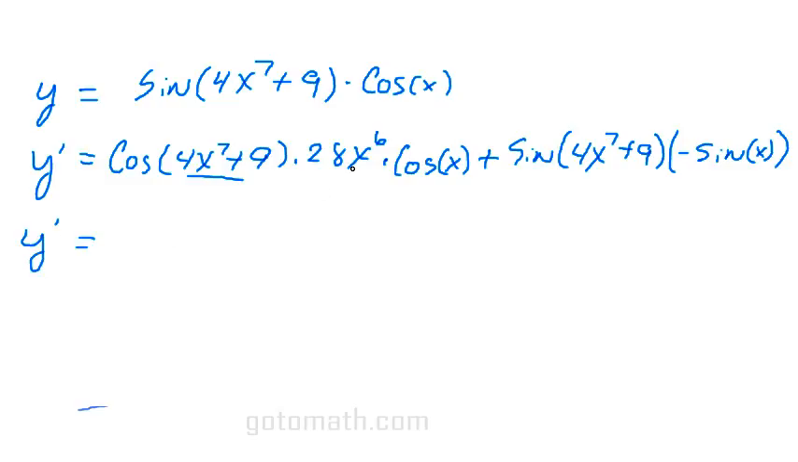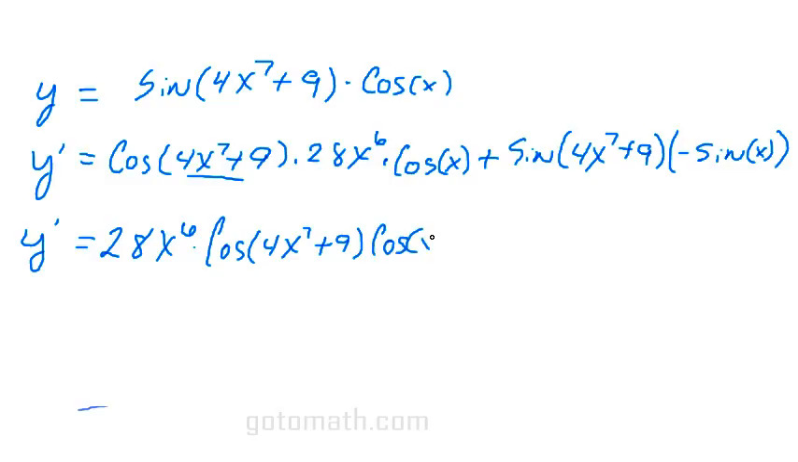I'm going to go ahead and take this 28x to the 6th and bring it out. 28x to the 6th, rewriting cosine of 4x to the 7th plus 9, and then cosine of x. Now I'm going to take this negative and bring it out front. Basically it becomes minus sine of 4x to the 7th plus 9 times sine of x. So there is your derivative.